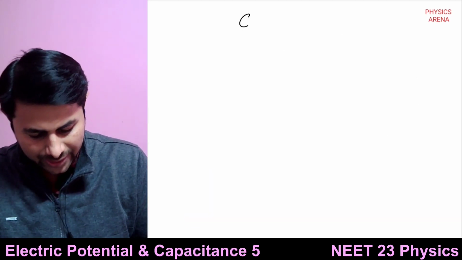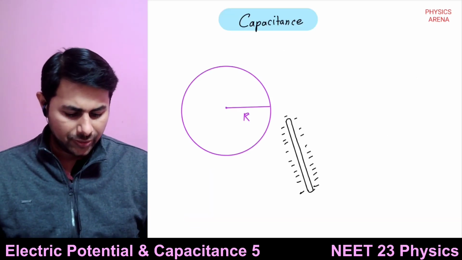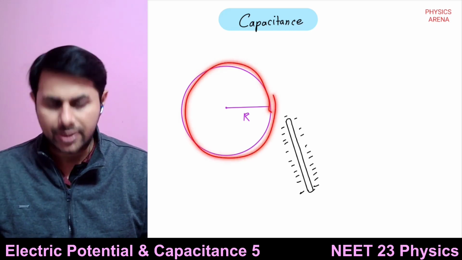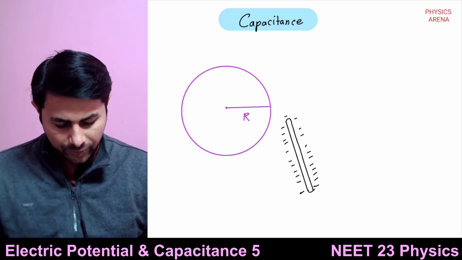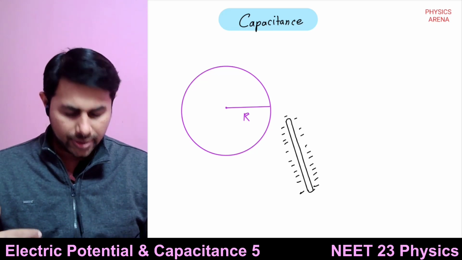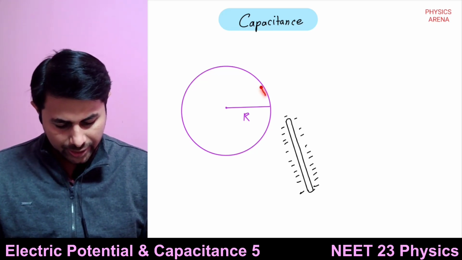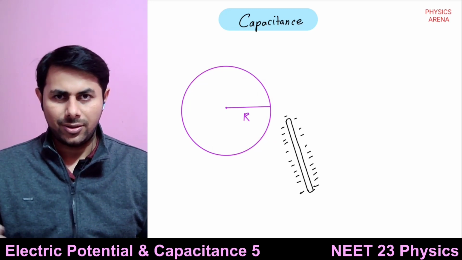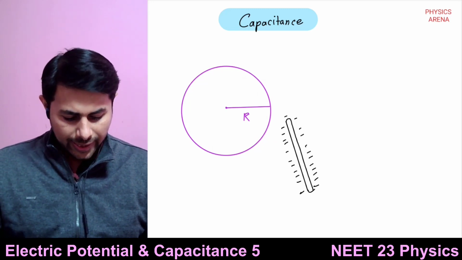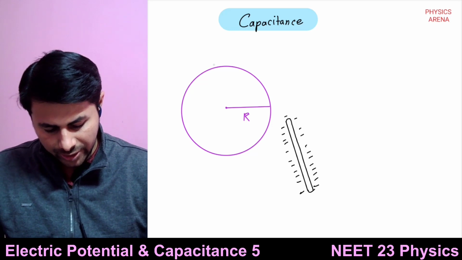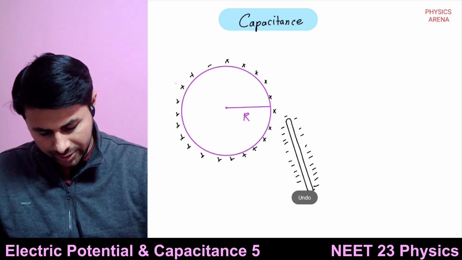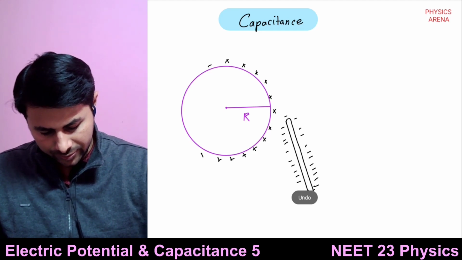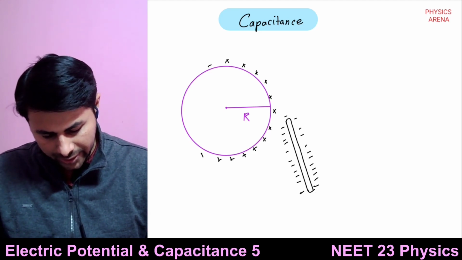We'll talk about capacitance. Now suppose I have a negatively charged rod. I bring it close to this hollow metal sphere. So what will happen? The electrons from this hollow metal sphere will get repelled. Okay, and some positive charge will appear on this side, and negative charge will appear on the other side.